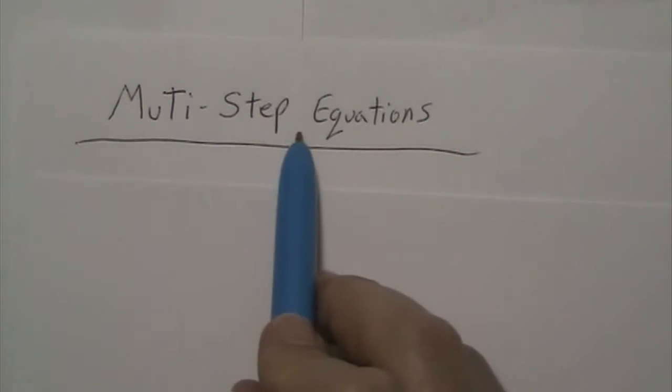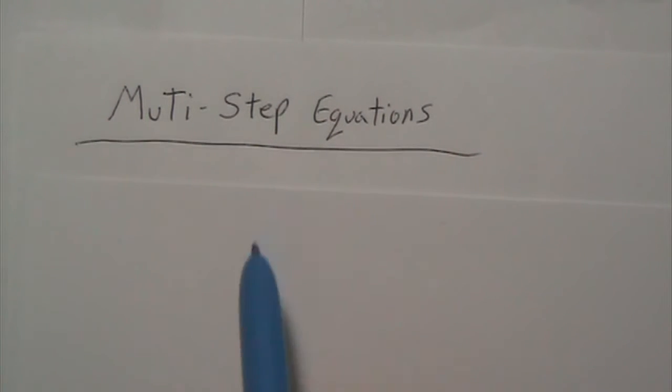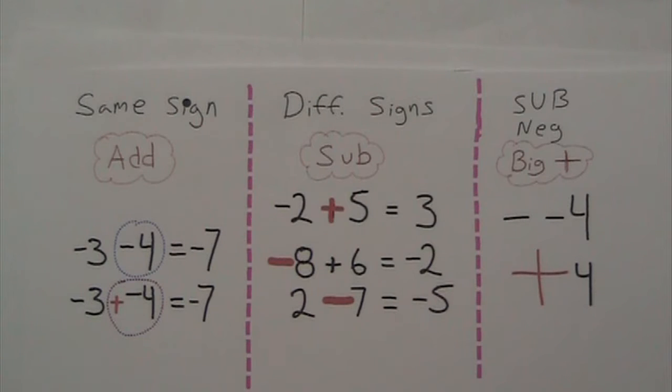So we're going to solve multi-step equations. Many steps. You'll definitely need to know the rules of integers. And remember, if they're the same sign, we just add them. -3 and -4 is -7. You just add them up and keep the sign.